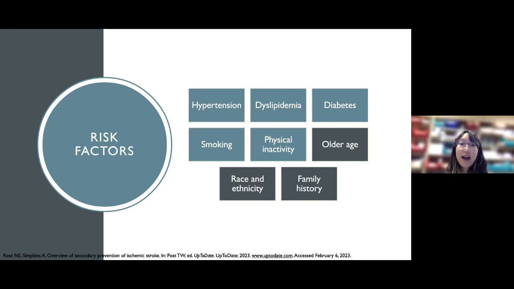Now, there are certain factors that can increase one's risk of developing a stroke, and that would include hypertension or high blood pressure, dyslipidemia or high cholesterol, diabetes, smoking, or physical inactivity. These are all considered modifiable risk factors, meaning they can be changed. On the other hand, we also have our non-modifiable risk factors, which cannot be changed, and this would include older age, race and ethnicity, and having a family history of stroke.